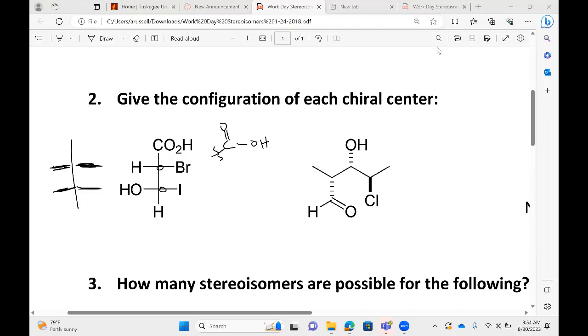We know that hydrogen is 4 because that's always your lowest priority group, unless there's a lone pair present. And then my other groups are carbon right here, carbon right here, bromine right here. So of those three groups, which one is highest in priority? We know hydrogen is lowest. Bromine. So that's going to be 1.